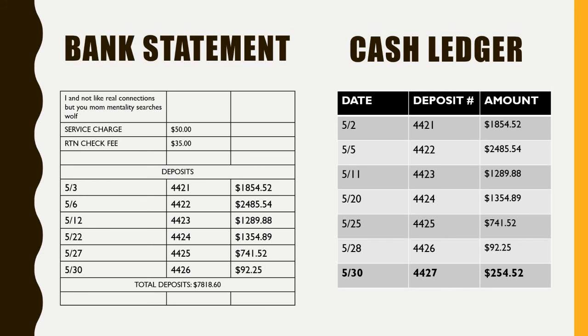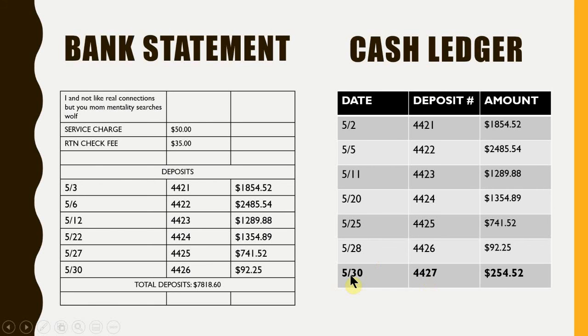Did my deposit 4421 go through? Yes, it did. What about my deposit 4422? Yes. Deposit 4423? Yes. Deposit 4424? Yes. Okay. And deposit 4425? Yes. And then lastly, deposit 4426. Yes. So then, which one am I still left with? 4427. And why is that?